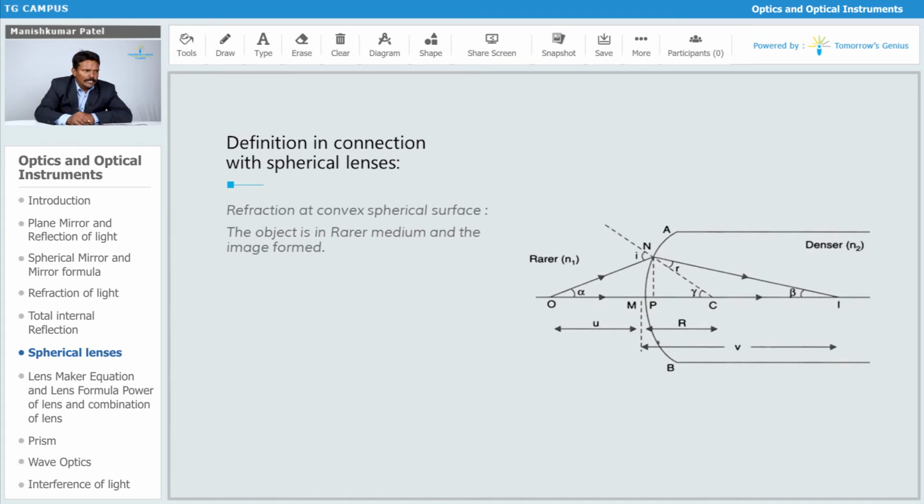First I will write it down: mu2 upon v, minus mu1 upon u, equals mu2 minus mu1 upon r. So this is the rarer medium. Instead of n1 you can write mu1, and this you can also write as mu2, no issue.